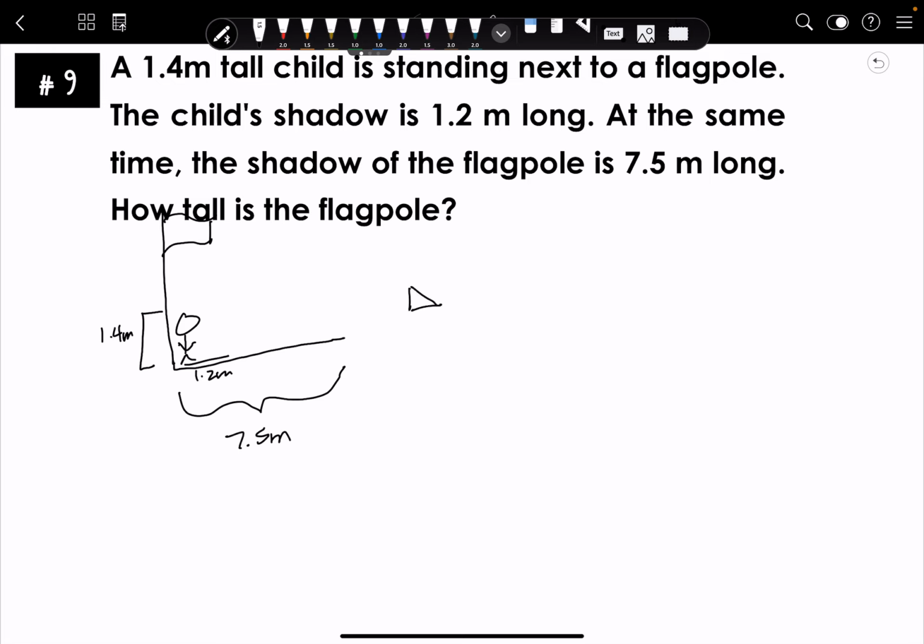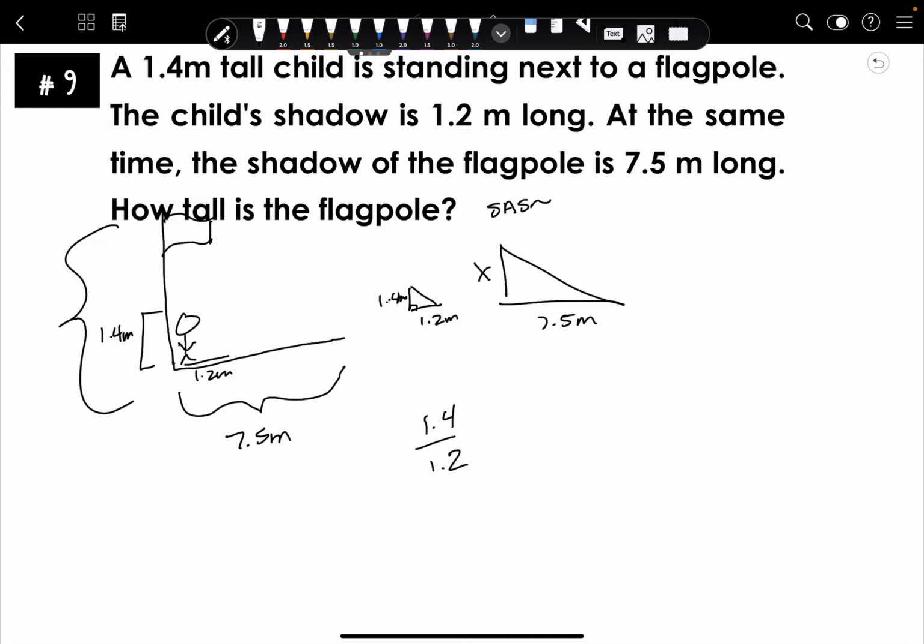So let's draw two triangles right here. You've got 1.4 meters and 1.2 meters. You've got an included angle here. So it's going to be with side angle side that these two are similar. But you don't know what the total height is of the flagpole. You know what the shadow is. So you're going to set up a proportion. And I got 1.4 over 1.2 equals x over 7.5. Cross multiply and solve for x. And when you do that, you get that the flagpole is 8.75 meters tall.